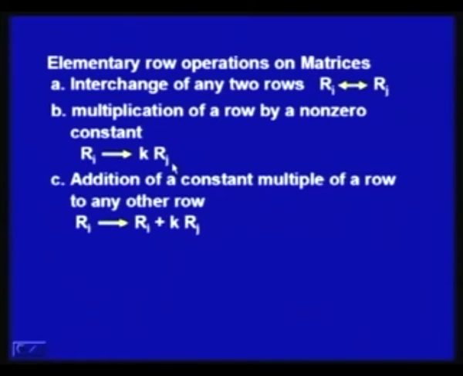And the third operation is that Ri is modified as k times Rj added into Ri. So, these are 3 different types of operations which can be performed on matrices. We call these operations elementary row operations. We call them row operations because they are applied to rows of a matrix.